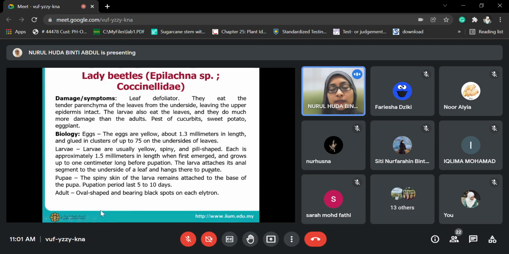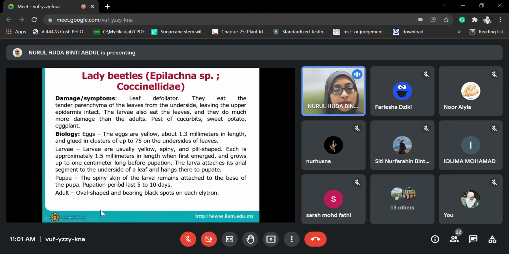Meaning it develops into pupae. The pupae also retain some spiny parts on the body as well. The larvae are usually spiny, but when they turn into pupae, there are still some spiny parts, just maybe a bit fewer than the larvae. Later I will show you the picture.